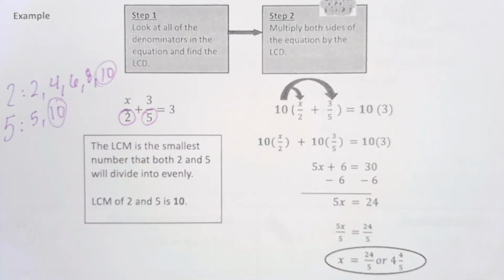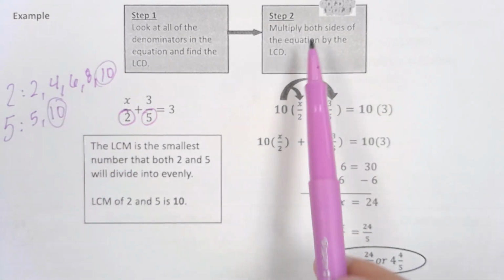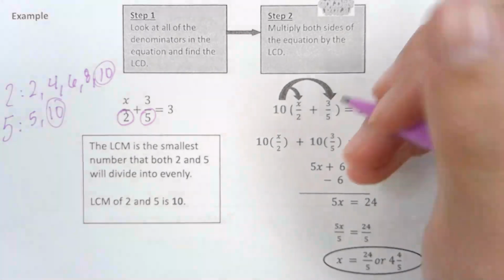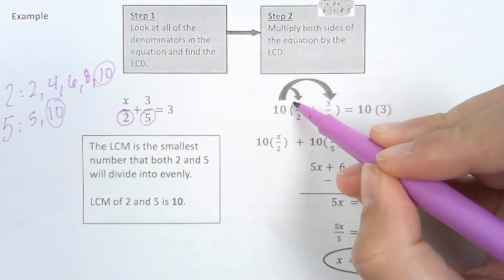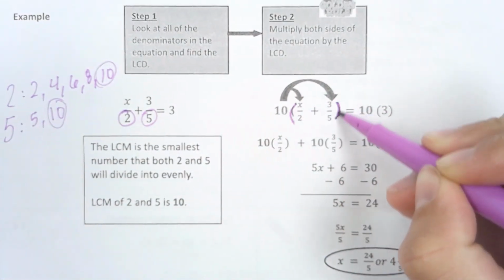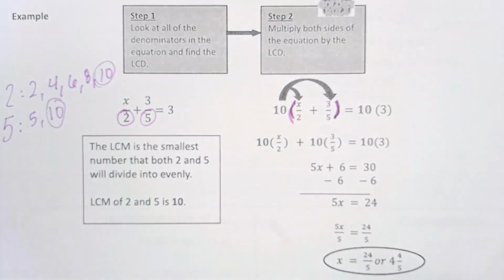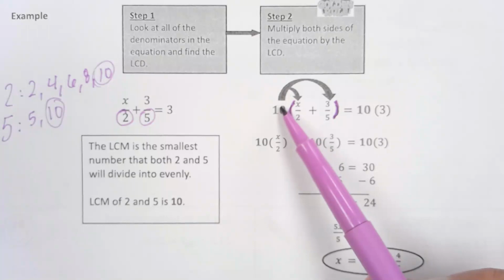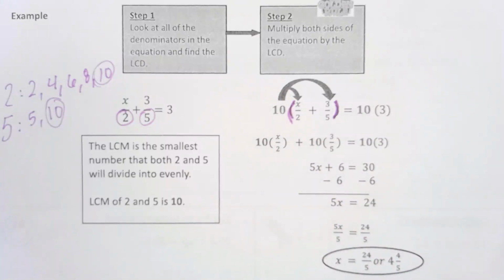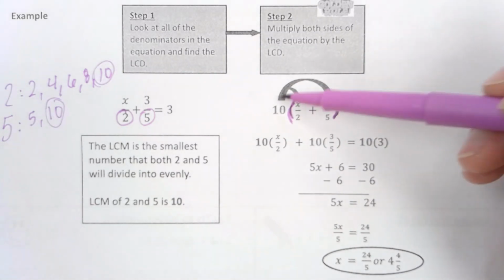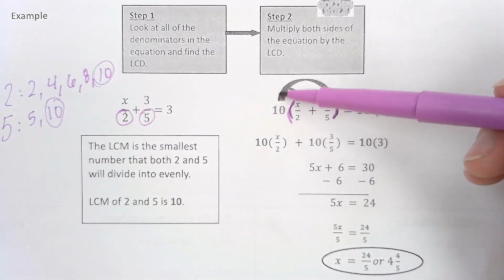Whenever you find your least common multiple, that is the number that you are going to multiply both sides by to get rid of your fractions. And when you multiply that 10 by both sides, you have to multiply it by the entire thing. That's why they put parentheses here and the 10 on the outside. Whatever you do to one side, you have to do to the other side as well.